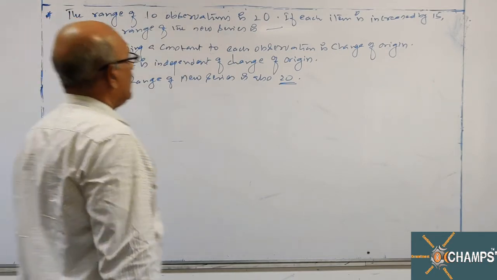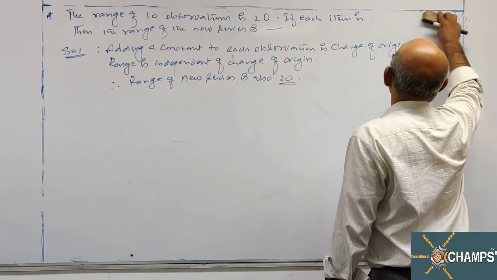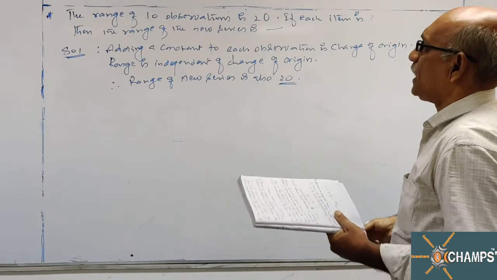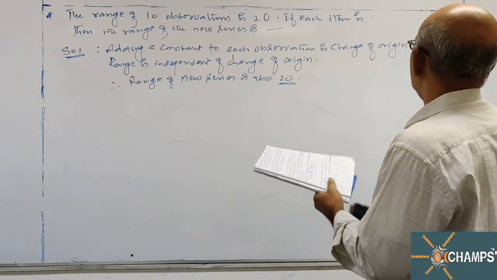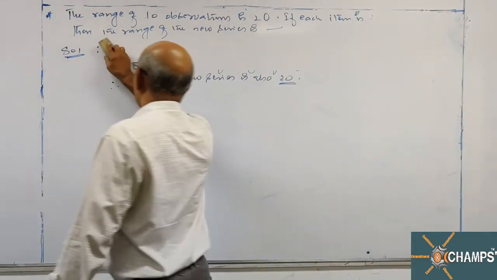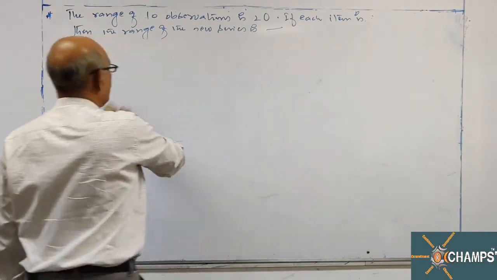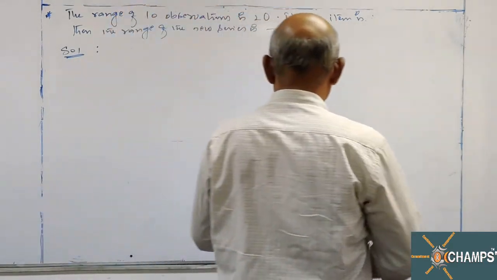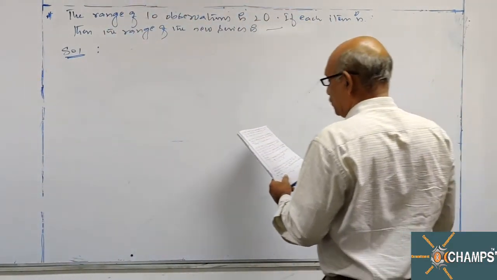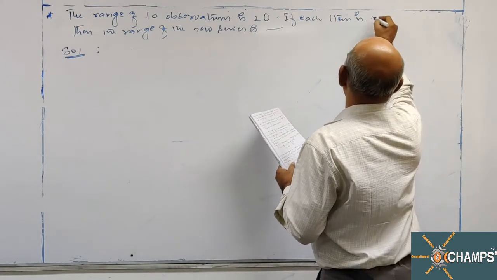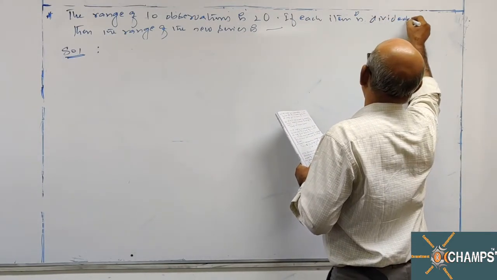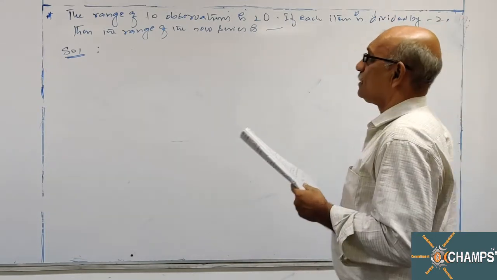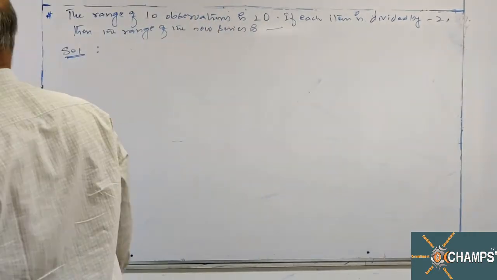Okay, let's see the next question. The range of 10 observations is 20. If each item is divided by -2, then the range of the new series is?